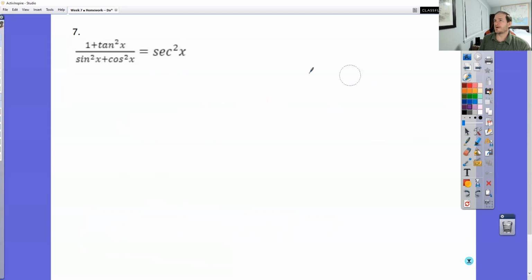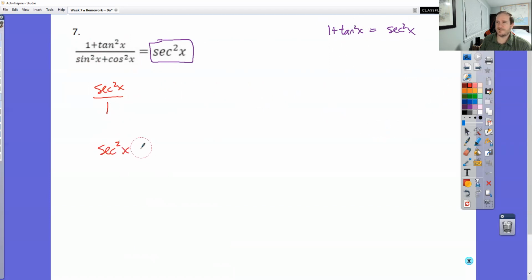In the numerator, you see 1 plus tan squared, which I hope rings a bell. That was one of our Pythagorean identities. It is simply equal to secant squared. And again, taking the right-hand side as a guide, we want to get to secant squared. This might be the dumbest identity I've ever seen, frankly, but the numerator just directly becomes secant squared, and the denominator just directly becomes 1. So it's secant squared.